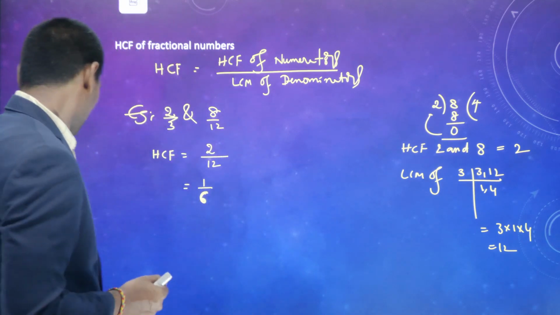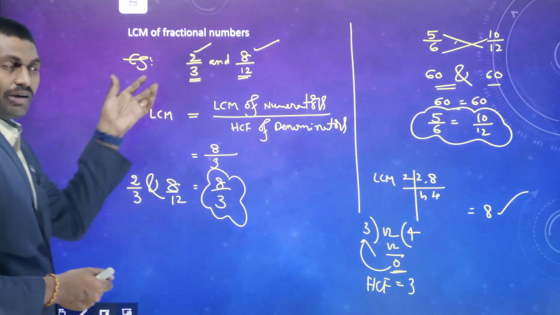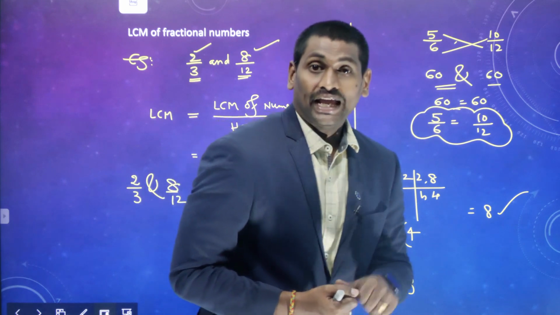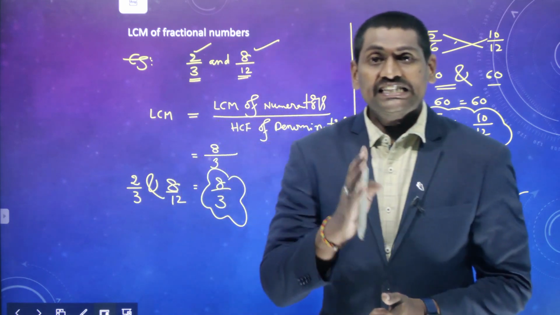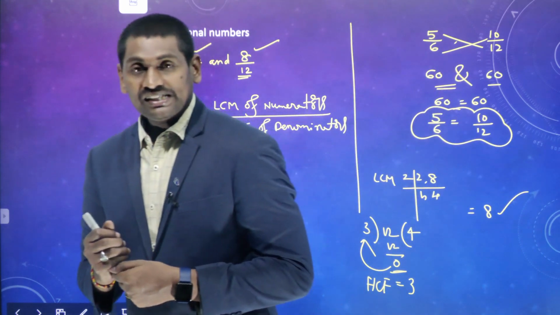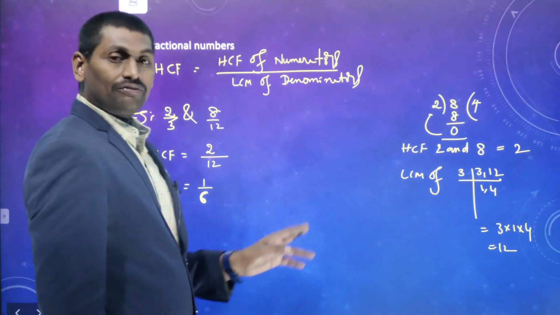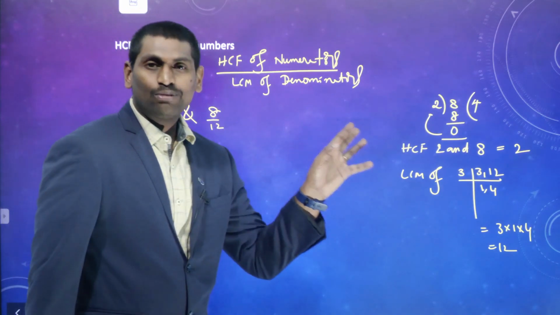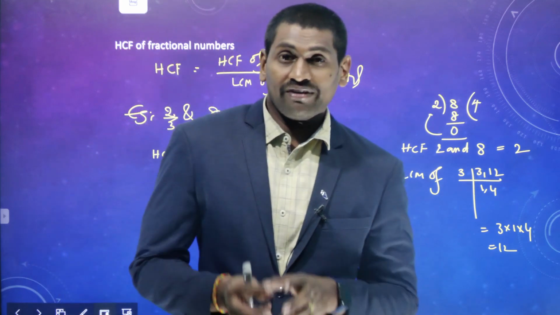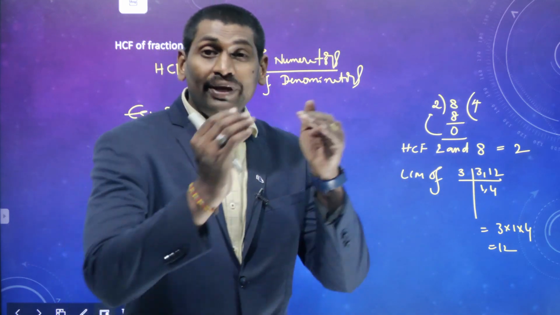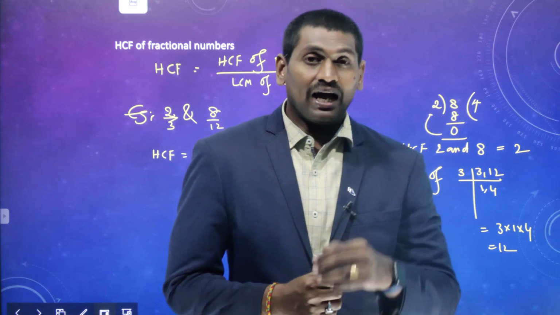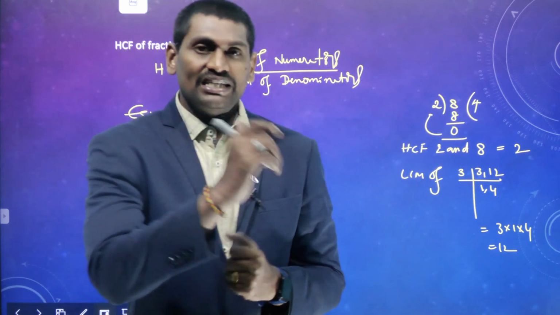Clear? Check once. What is the formula for LCM of fractional numbers? LCM of numerators by HCF of denominators. Similarly, HCF of fractional numbers is nothing but HCF of numerators by LCM of denominators. So today we have discussed three concepts: comparison between fractional numbers, LCM of fractional numbers, and HCF of fractional numbers.